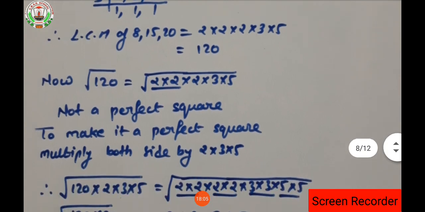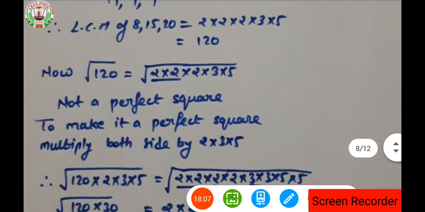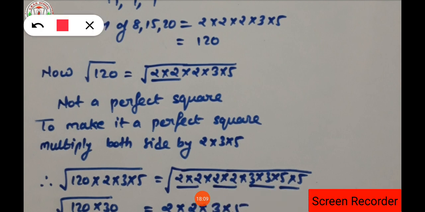So 120 factors are 2 into 2 into 2 into 3 into 5. So here students, we are having 3 unpaired numbers, isn't it? These are the 3 unpaired numbers in the factors of 120. From question number 6 onwards, we have seen that only 1 number is unpaired. But in this question number 10, there are 3 numbers which are unpaired. So for that, what we have to do? We have to multiply both sides by all these 3 unpaired numbers.